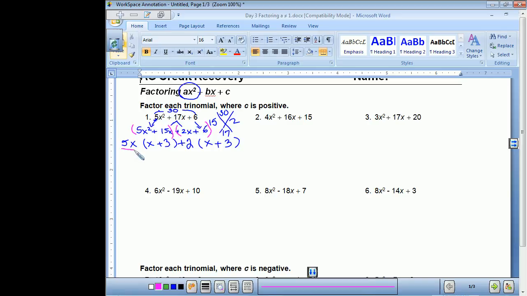Okay, so we have these two terms, this one and this one, and they both have this x plus 3 in common. So when we pull that out in front, what are we left with? A 5x plus 2. Now that's it. And that's it.